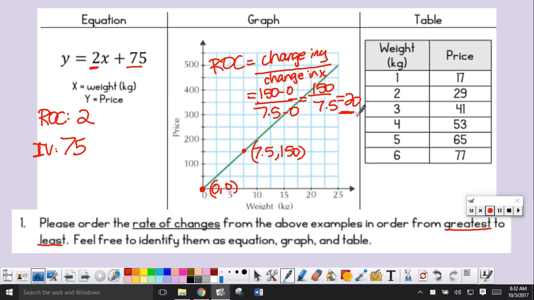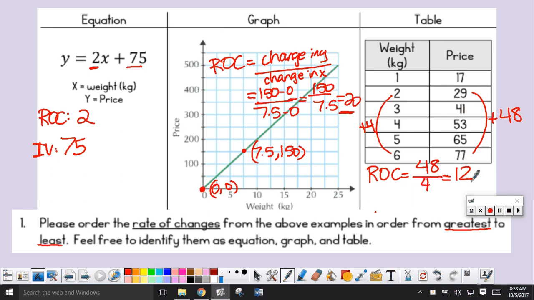And then my table, we're going to do the same thing. I'm going to pick these 2 points. Why not? Okay, from 2 to 6, I'm going to add 4. Then from 29 to 77, I'm going to add 48. Okay, so my rate of change, my change in y values, which is 48, divided by my change in x values, which is 4. 48 divided by 4 is 12. All right, so that means I'm going to put them in order from least to greatest. Nope, excuse me, from greatest to least.